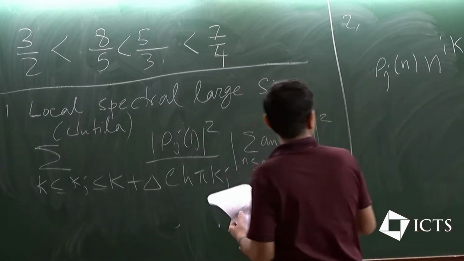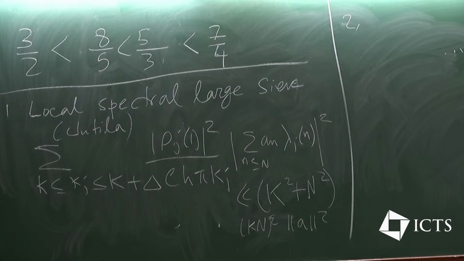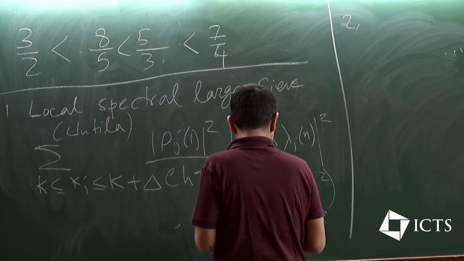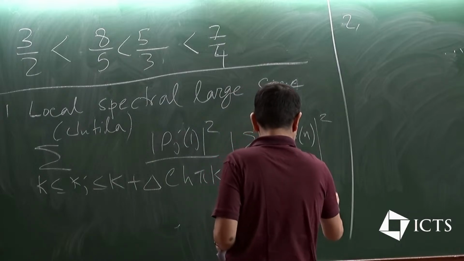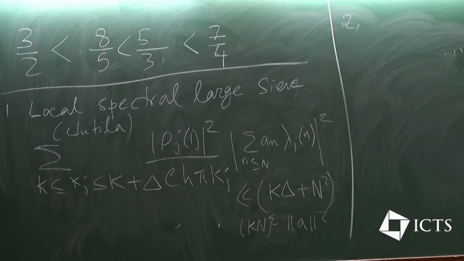So let me write it somewhere in the middle. Yeah, sorry, right, it's k delta. That's why I got confused, yes. Yeah, delta is small, yeah. So the other one is, where should I write? Right here.